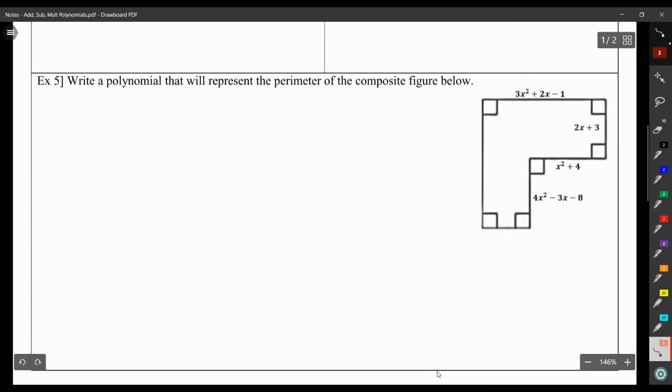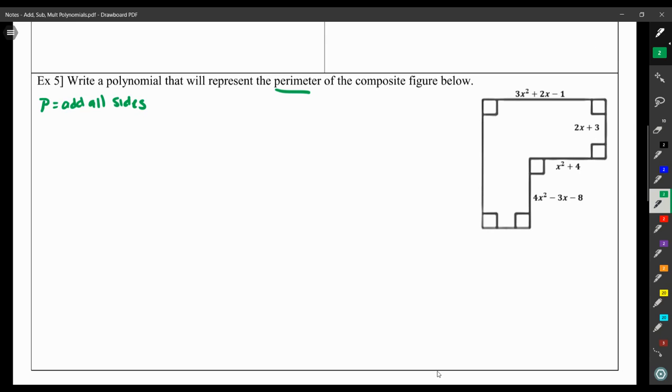Now let's look at number 5. Write a polynomial that will represent the perimeter of the composite figure below. So first of all, we have to remember that perimeter means adding all sides. Now, it's a composite figure, so this is made up of more than one shape. So we can kind of think of a line here creating rectangle 1, and this is rectangle 2.